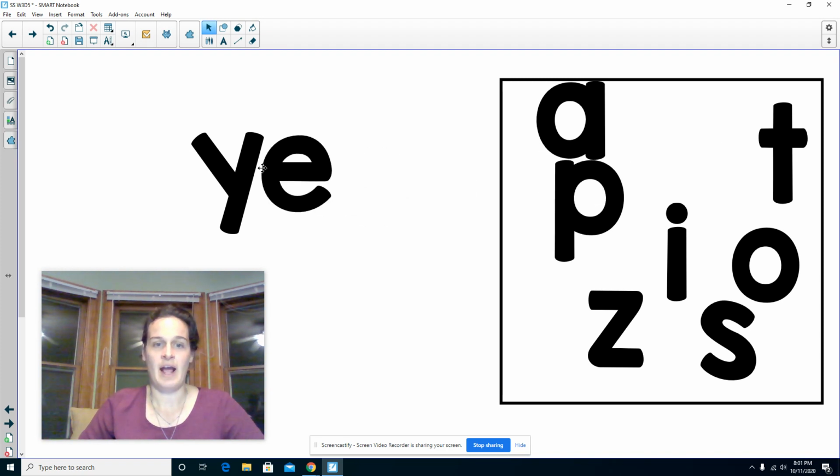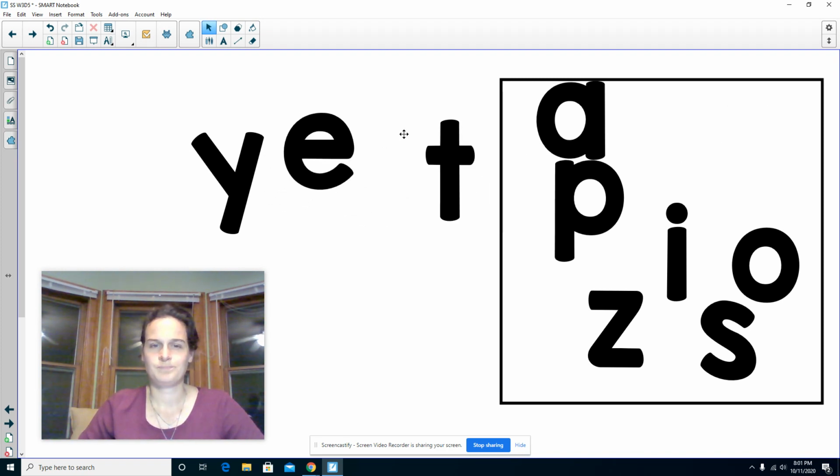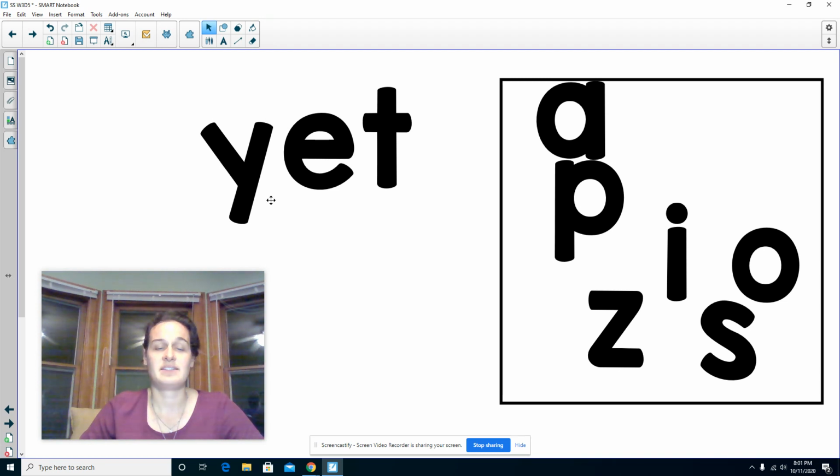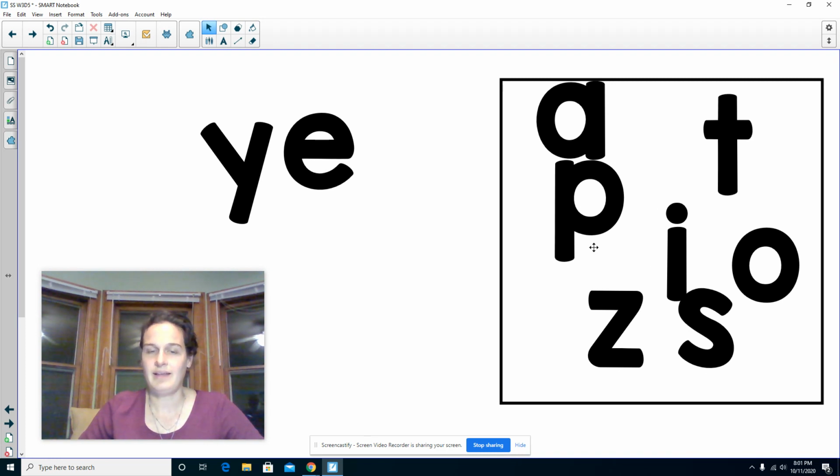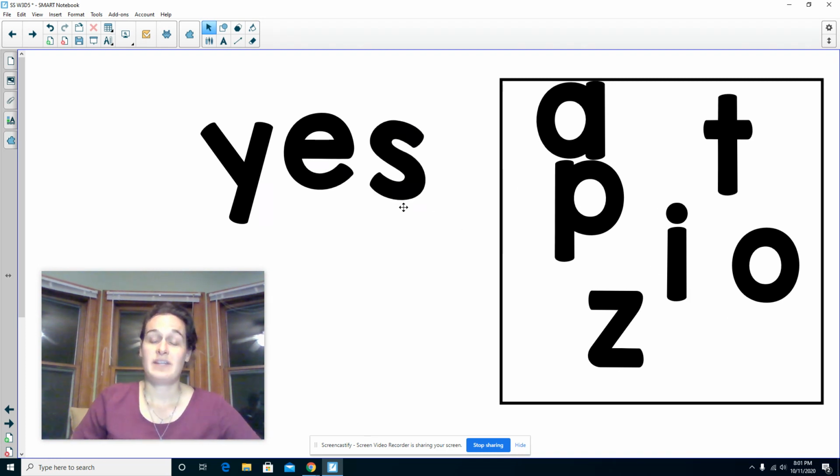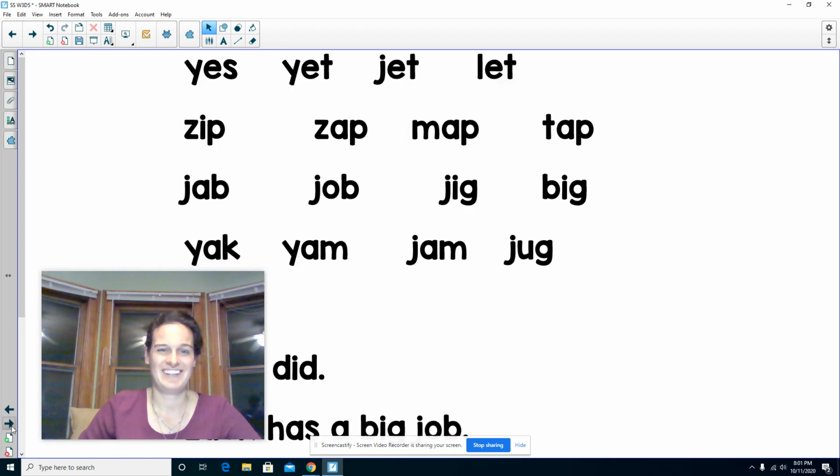Here is our next word to sound out. Y says Y. E says E. T says T. Y, et, yet. The word is yet. And our last word here, I just changed that last letter to an S. So Y says Y, E says E, S says S. Yes, the word is yes. Yes, you're doing a great job.